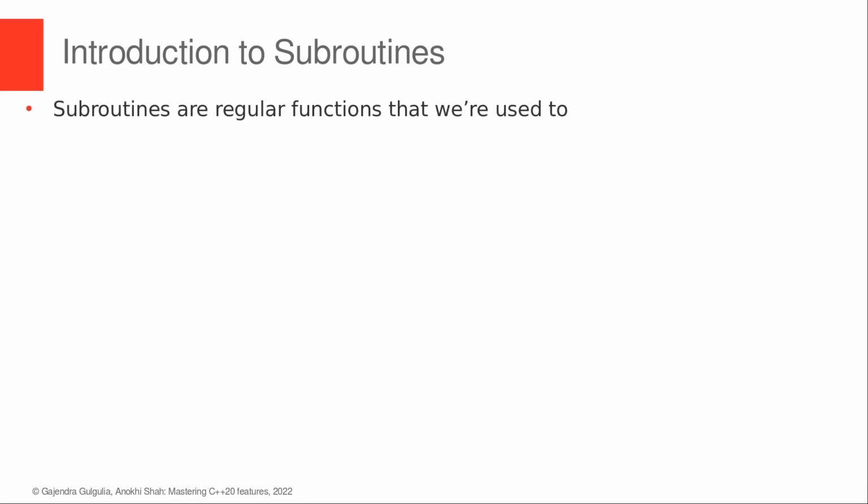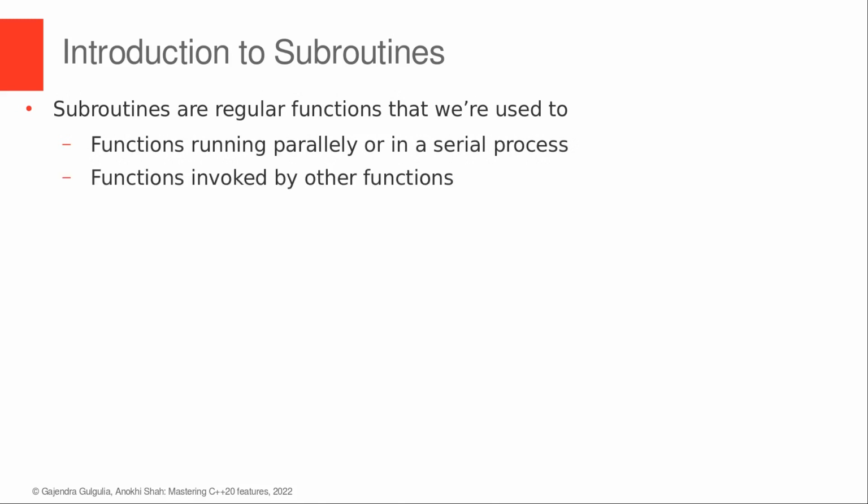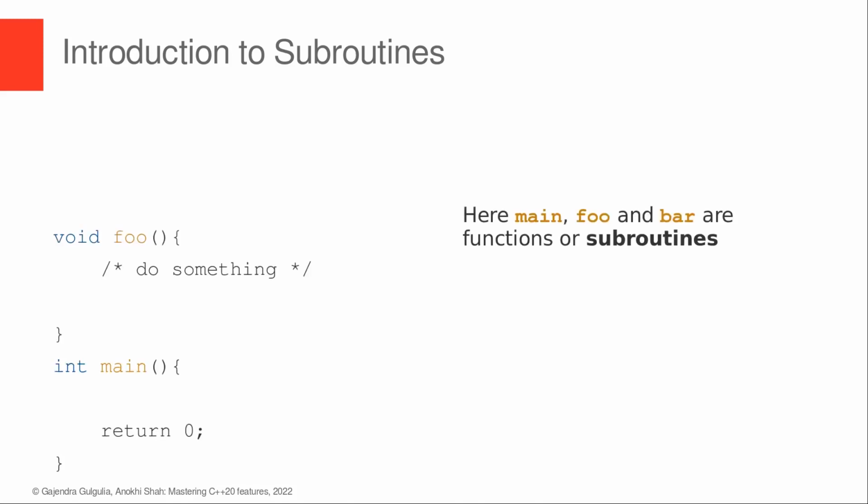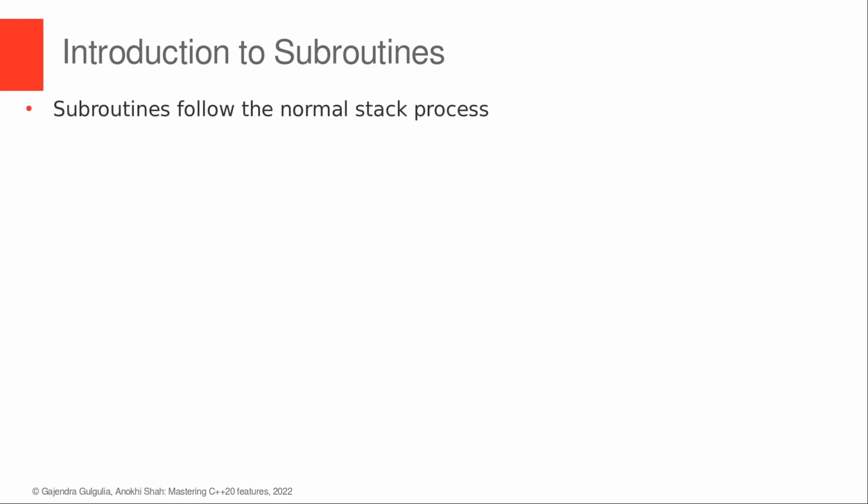Conventional functions or subroutines are the regular functions that we are used to. Functions running parallelly or in a serial process. Functions invoked by other functions or passed as callbacks to other functions. Here, for example, main, foo, and bar are functions or subroutines. Main calls foo and foo calls bar.